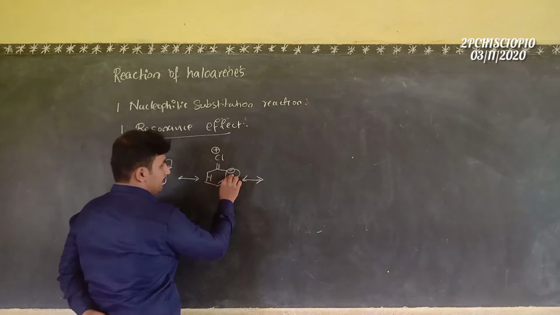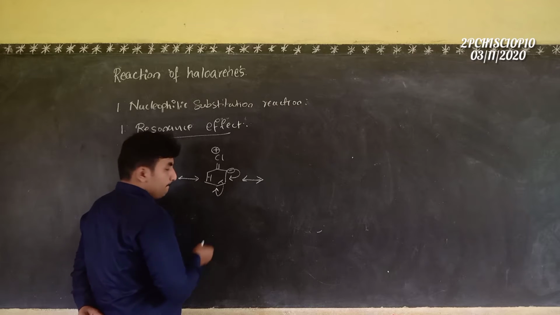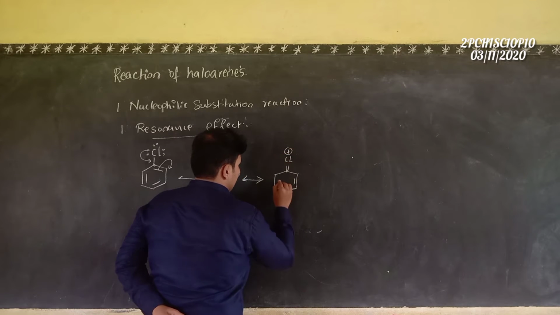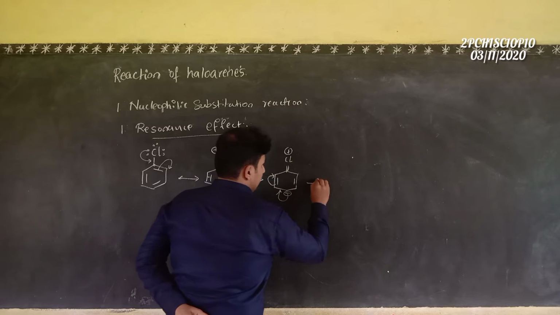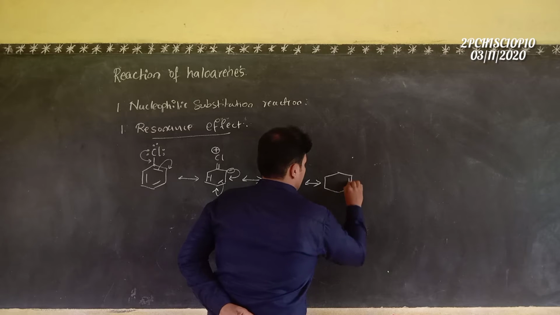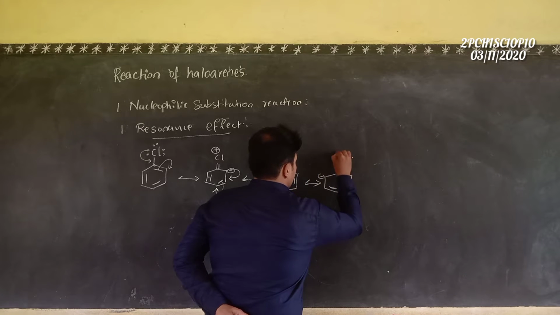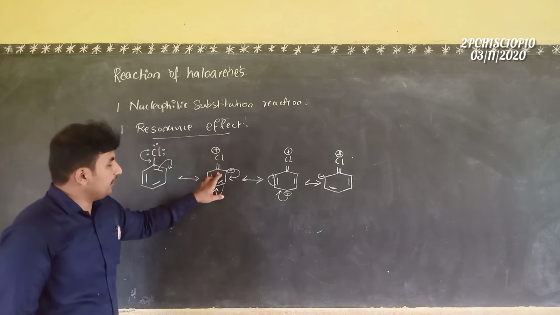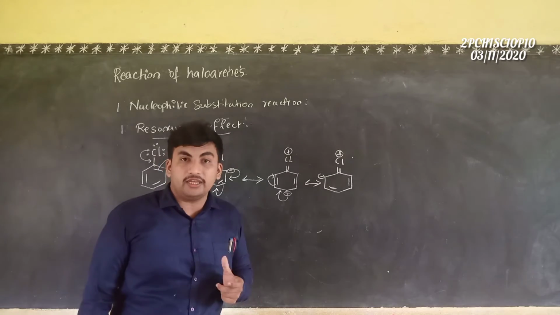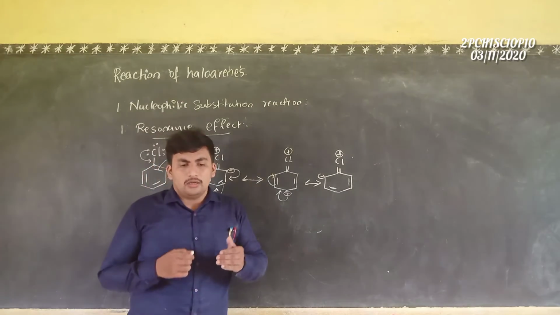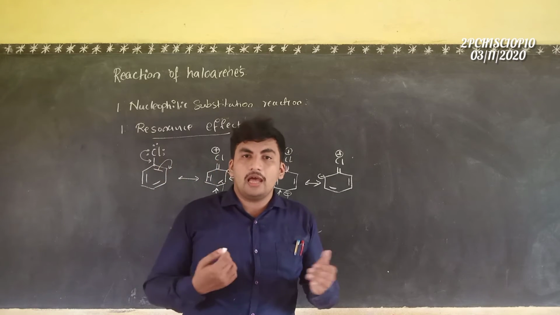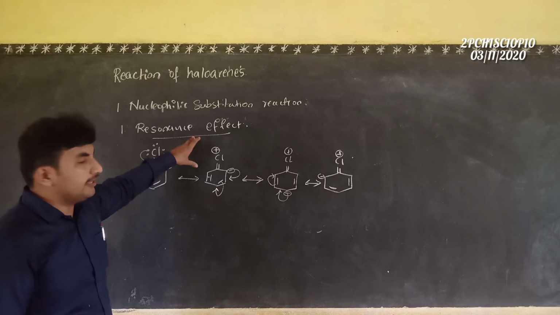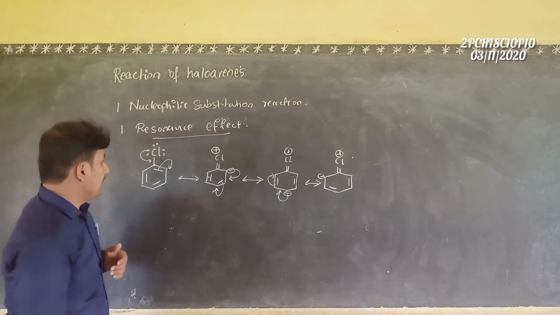And next, this one shifted here and this pi electron shifts here. One more structure. This is the resonance structure of chlorobenzene. The breaking of the carbon-halogen bond is difficult compared to haloalkanes. The breaking of the carbon-halogen bond is very difficult compared to haloalkanes in this case, and due to the resonance effect, it is less reactive towards the nucleophilic substitution reaction.